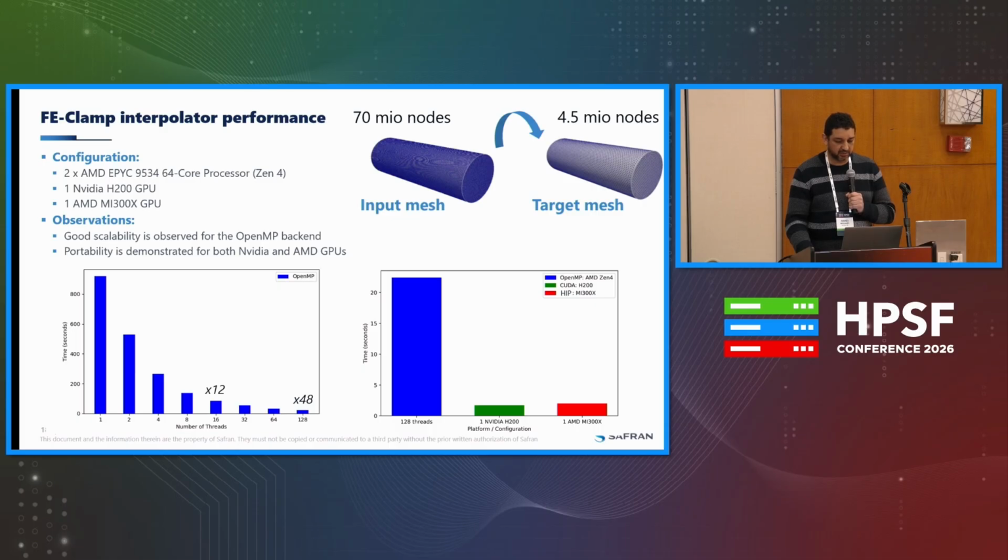But it was really nice to see that without changing the code at first try, we managed to get some scalability for OpenMP. And also before the conference, last week, I tried it on HIP AMD. It just worked at the first try. This is something that we also really appreciated.